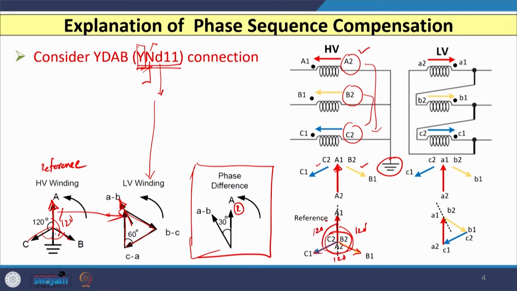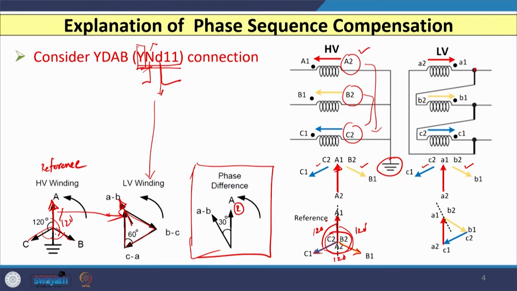Now, similarly, if I consider the LV side, that is the delta here, you can see that I have shown the winding phasors from again A2 to A1, B2 to B1 and C2 to C1 in R, Y, B phase respectively. Here you can see that the three phasors are from A2 to A1, so this is your first winding phasor. The second winding phasor is from B2 to B1, that is this one, and the third winding phasor is from C2 to C1. Now, here you can see that your A1 point is connected with the B2 point.